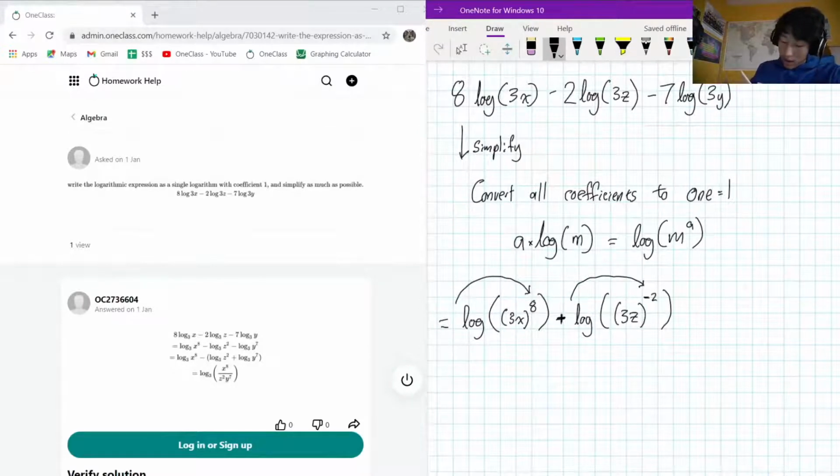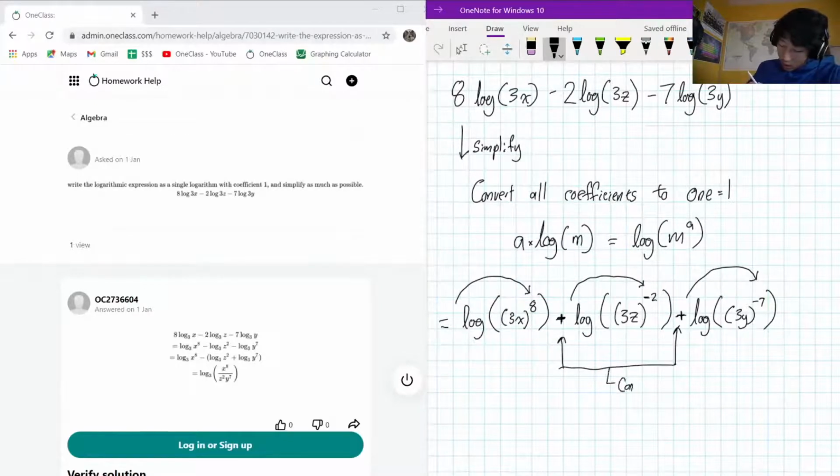And the last term, we are bringing the 7 over, so we do plus log 3y to the power of negative 7. Now I brought the negative over here as well. So I'll just write here: convert to positive by bringing negative into the exponent.